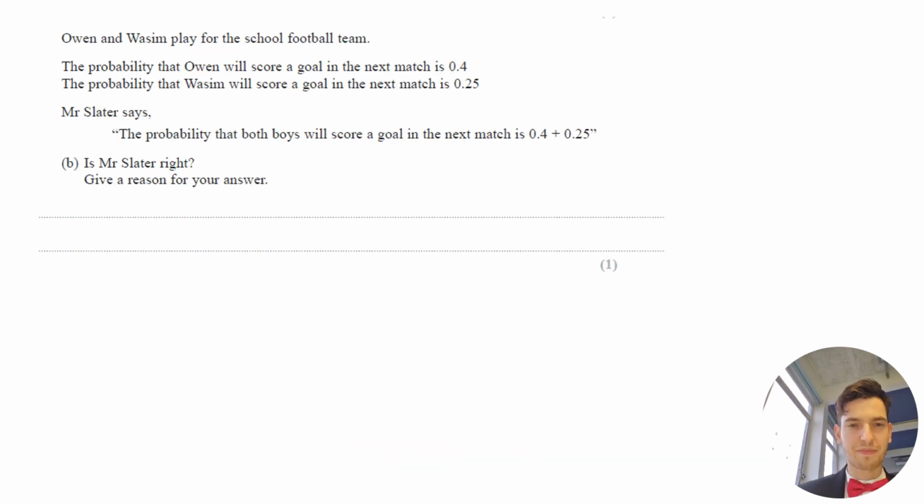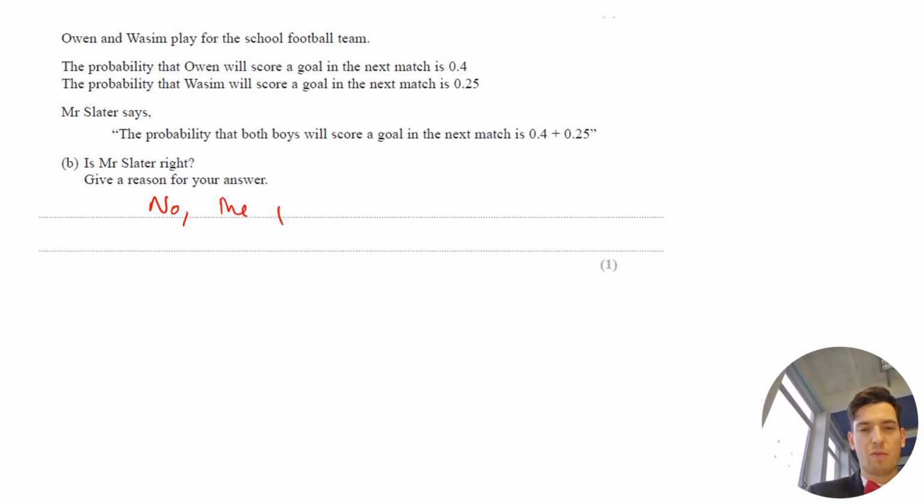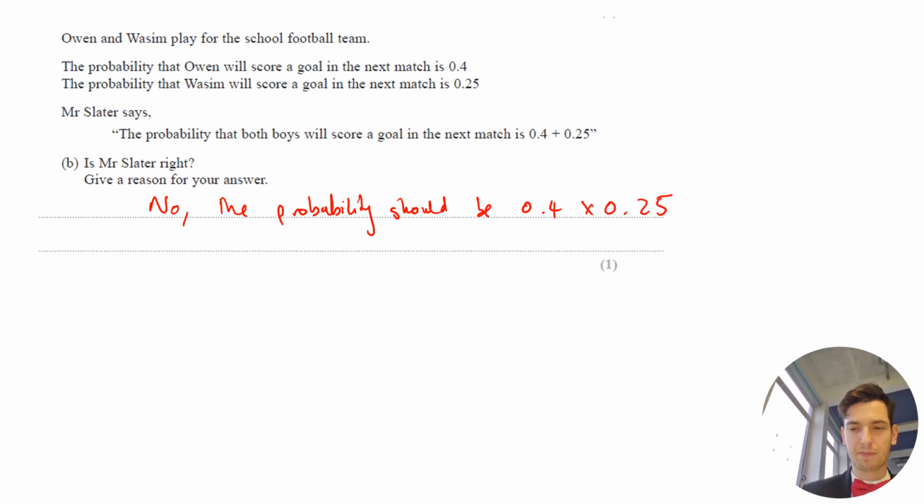Next question. Owen and Wazim play for the school football team. Mr. Slater says the probability that both boys will score a goal in the next match is 0.4 plus 0.25. Well, I'm going to say he is wrong. No, because I know that when I've got two independent events, I need to multiply. So I'm going to say what the probability should be. The probability should be 0.4 times by 0.25.